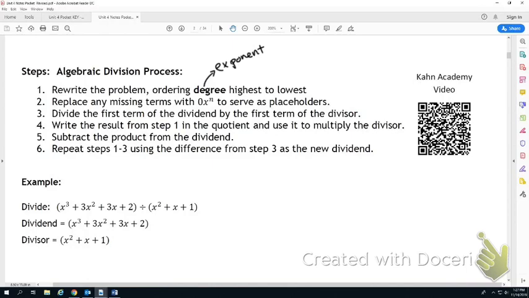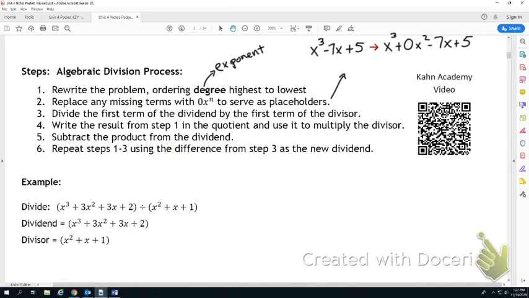Step 2 says replace any missing term with 0x to the power of n to serve as a placeholder. Okay? Which looks really weird, but I'm going to give you a short example on what that means. So let's say you have this. X cubed minus 7x plus 5. If these are in order, what exponent did it skip? X what? X squared. So you will have to rewrite this as x cubed plus 0x squared minus 7x plus 5. All right, you've got to have a placeholder in there. You'll see why whenever we get to those problems.